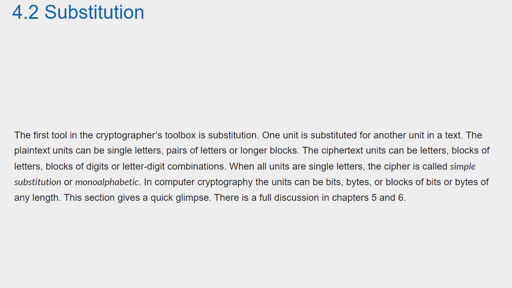Section 4.2. Substitution. The first tool in the cryptographer's toolbox is substitution. One unit is substituted for another unit in a text. The plain text units can be single letters, pairs of letters, or longer blocks. The ciphertext units can be letters, blocks of letters, blocks of digits, or letter-digit combinations. When all units are single letters, the cipher is called simple substitution, or monoalphabetic.